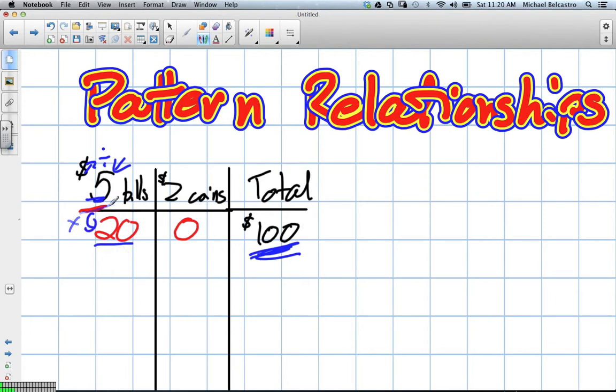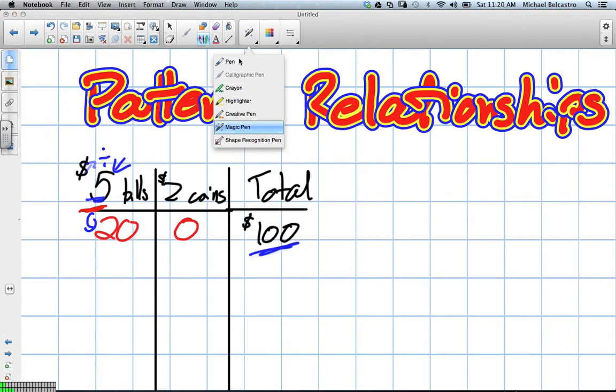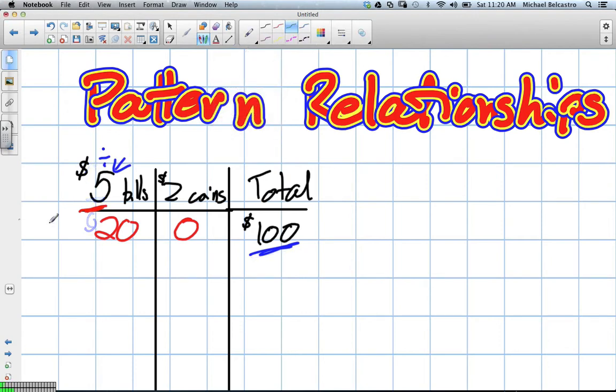You can reverse that relationship, okay? Let's say we went down one. So we know this pattern works. We'll give it a check. So we're going to continue by going down by 1 in $5 bills and figure out how much we'll need to go up by in $2 coins. So let's say we had 19 $5 bills. How much money would we have if we had 19 $5 bills? 95. That's right. We'd have 95.